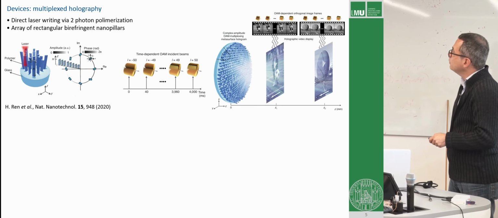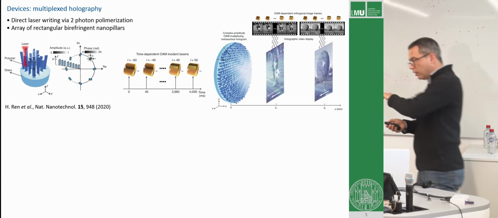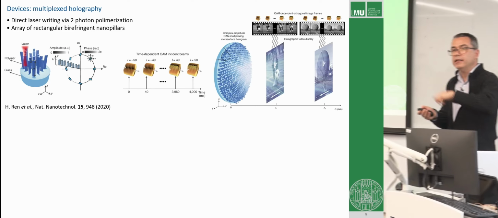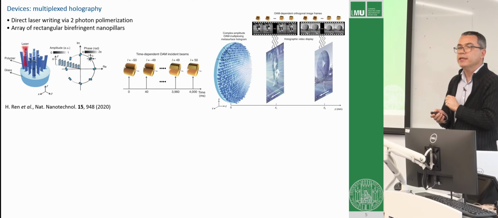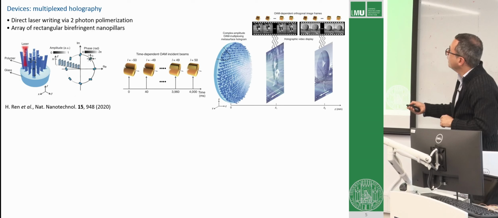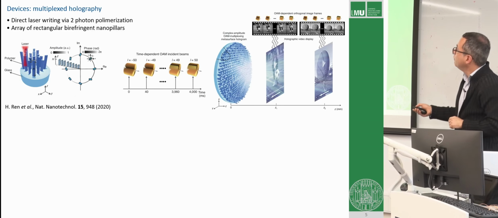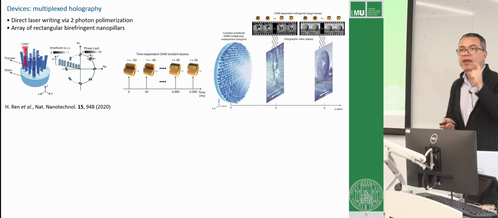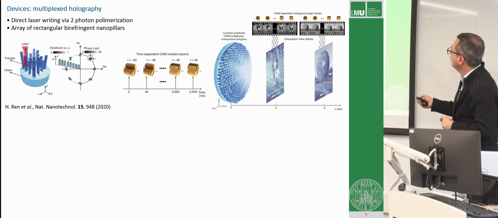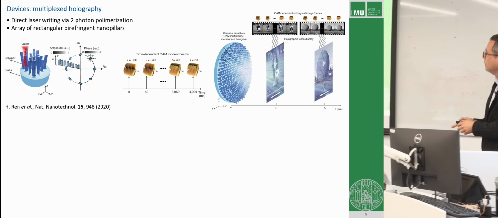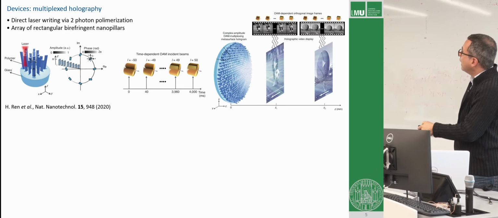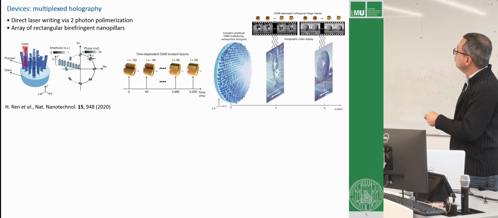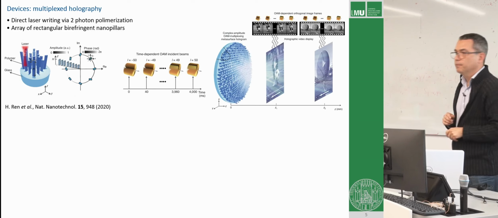This paper uses also direct laser writing. So a polymer is used on a substrate, and via two photon polymerization, you can fabricate these pillars, which, depending on their orientation on the substrate and the height, allow us to control the amplitude and the phase of the light at each point of the metasurface. And with this, depending on how you shine light on this metasurface, you can produce a hologram.